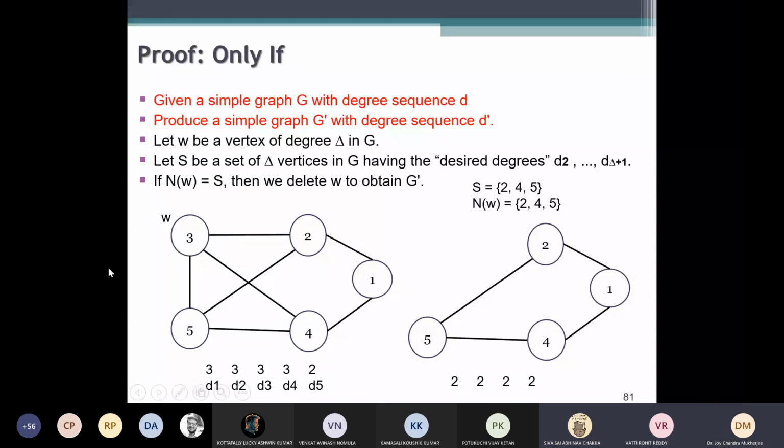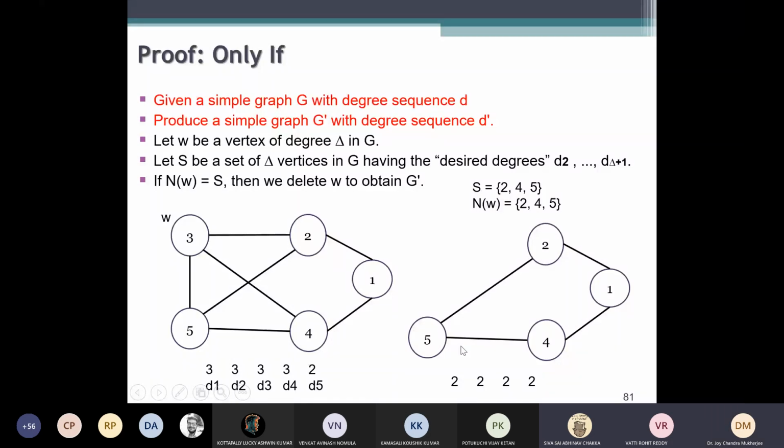So given this graph and given this degree sequence, if I choose the right vertex, then we can easily produce a G prime with degree sequence D prime. So what is the input to me? The input is this graph, this D and this D prime. These 3 things are input. Now I choose randomly any vertex W having degree 3 and I delete it. And if I get a graph like this which corresponds to D prime, then I am done.